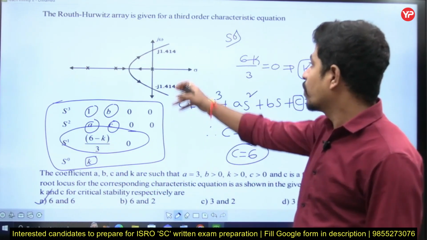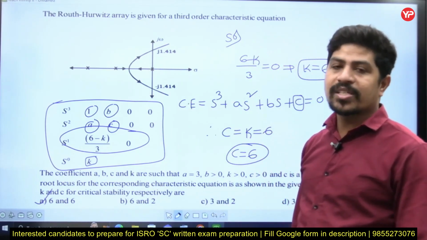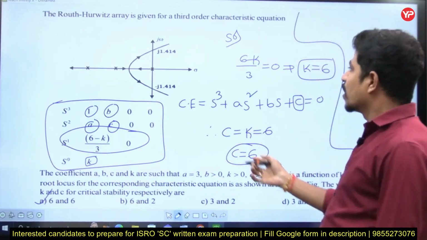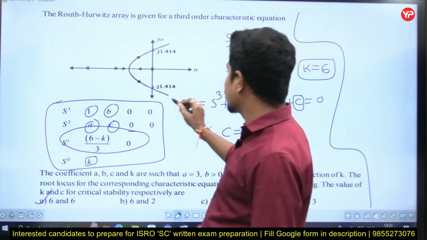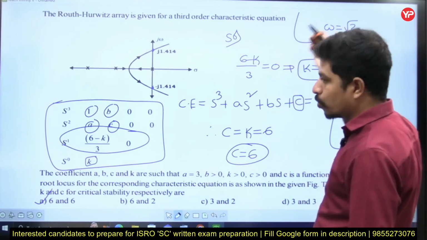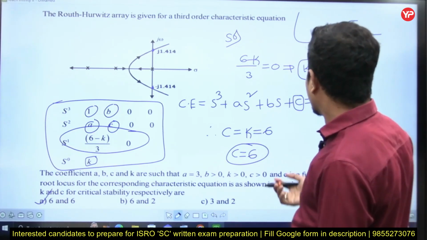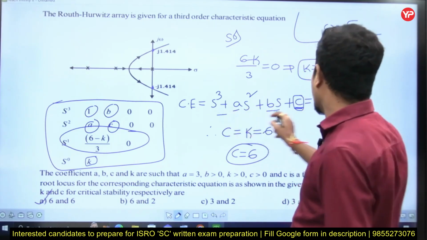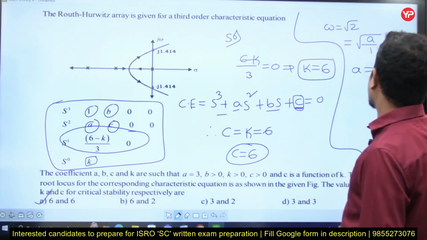Or in another way also, you can solve by using root locus. How to solve from root locus? You see, this is the location of the pole on the j omega axis. How much is that? Omega is equal to root 2, that is 1.414. But omega is equal to under root of C by B, or under root of C by A, under root of A by 1 is equal to root 2. So from this you got A equal to 2.